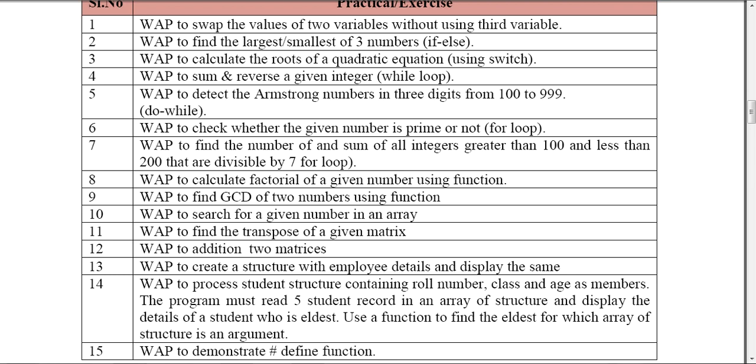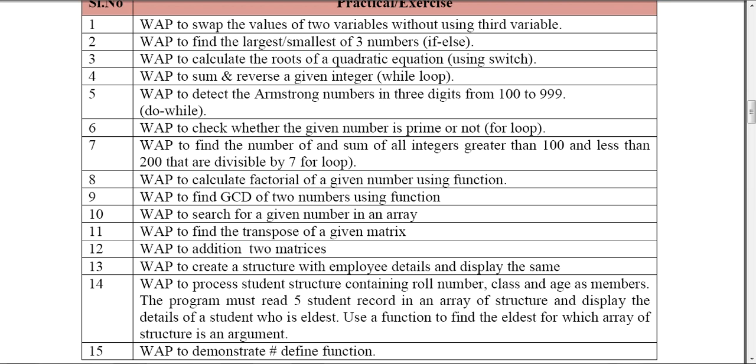Then the eighth experiment is to calculate factorial of a given number using function. Then the ninth experiment we are writing a C program to find the greatest common divisor of two numbers using function. Then the 10th experiment is we have to write a C program to search for a given number in an array. Then the 11th experiment is to find the transpose of a given matrix.